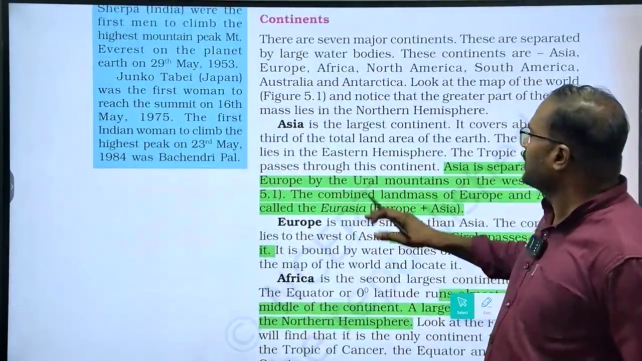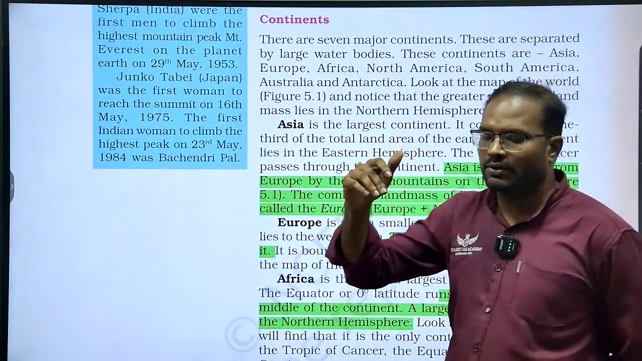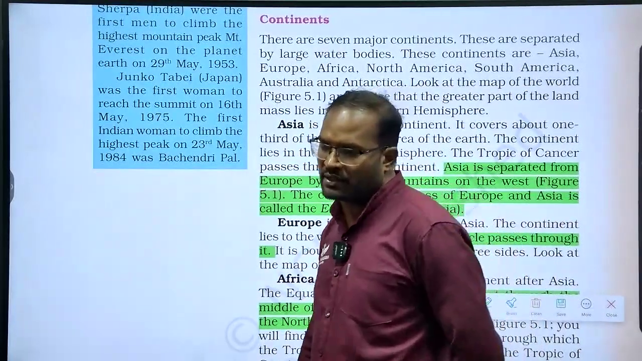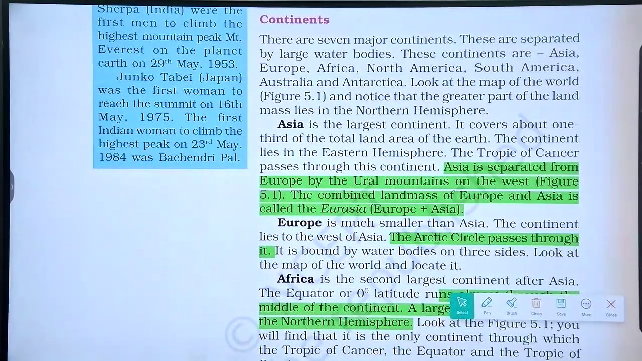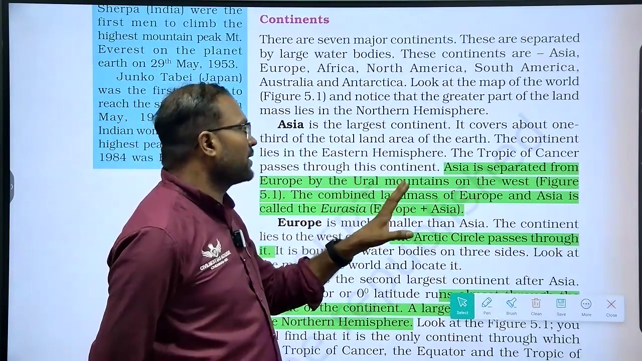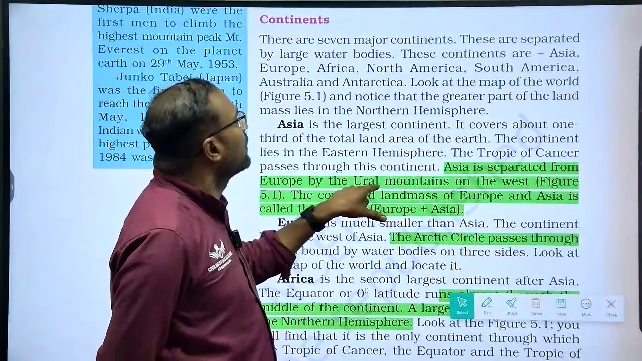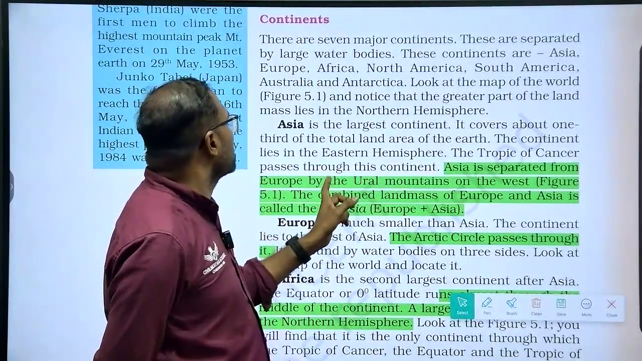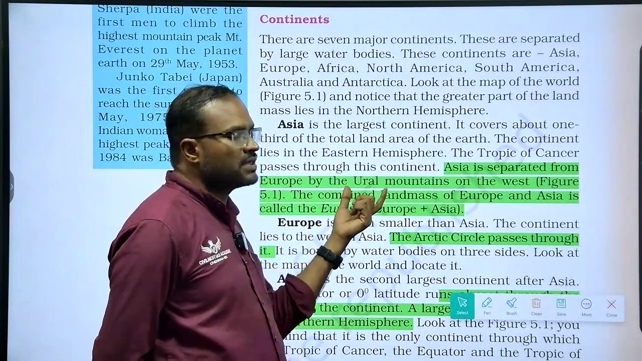Remember, here the superlatives are given. Asia is the largest continent. Whenever you find superlatives of anything, smallest, strongest, tallest, shortest, smartest, and all, you need to read them carefully. Asia is the largest continent. Asia is separated from Europe by the Ural Mountains in the west, and the combined landmass of Europe and Asia is called Eurasia. Europe plus Asia is Eurasia.